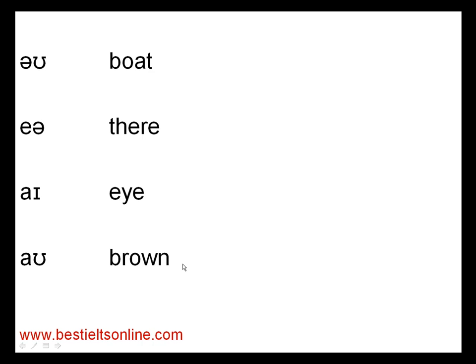Finally, we've got ow, as in brown. The mouth moves from open to closed. The lips go from spread to rounded, and the tongue moves from the front of the mouth to the back of the mouth. Ow, brown. And that's the end of the diphthongs. There are only 8 diphthongs.